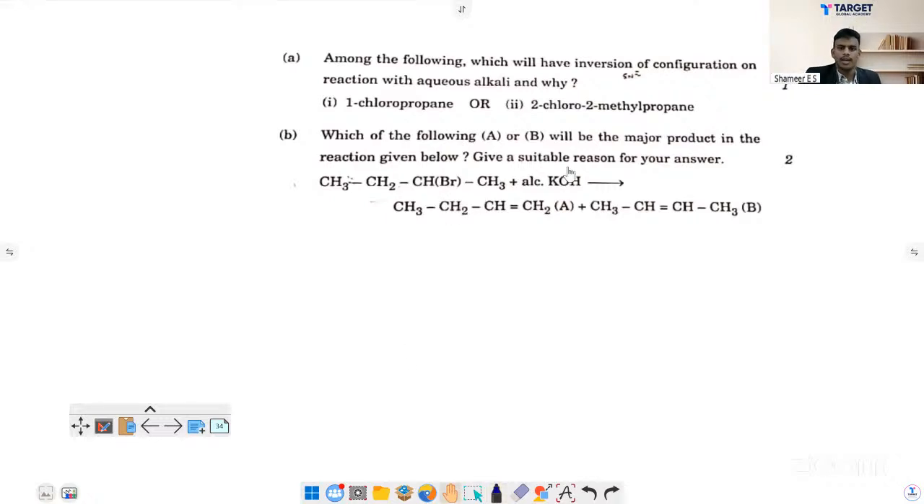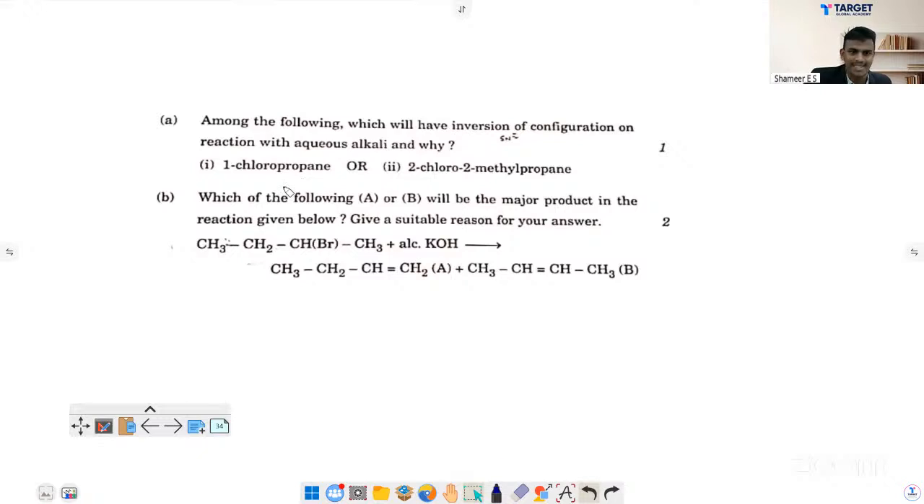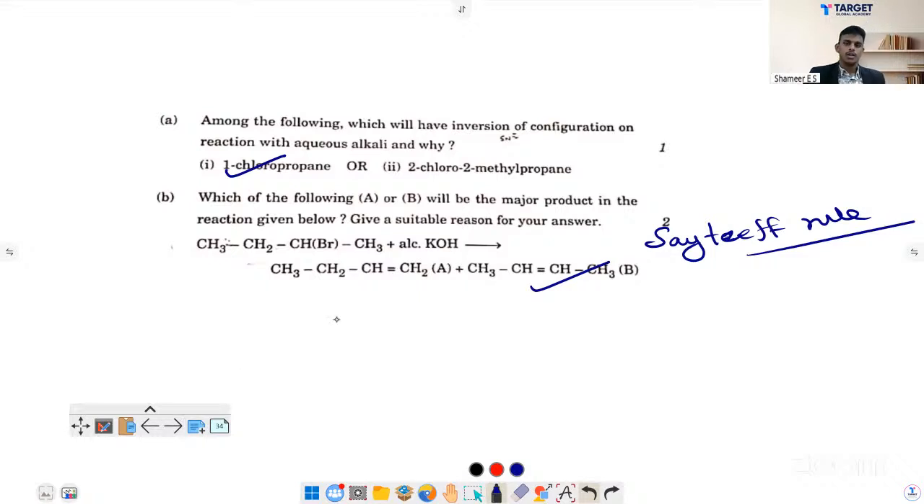Okay, we are almost at the end. Among the following, which will undergo inversion of configuration? The reaction will happen by SN2, that means methyl or primary will be the favoured one. And why? Due to less bulky group. Which of the following will be the major product? The major product is the most substituted alkene, according to Saytzeff's rule. You can also include that rule here. Next.